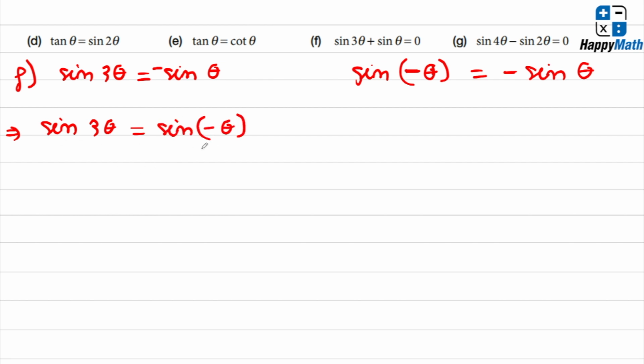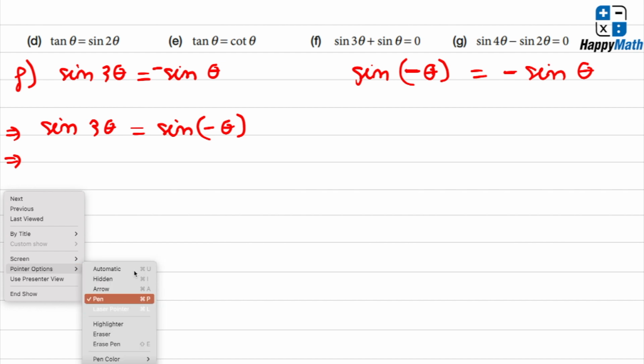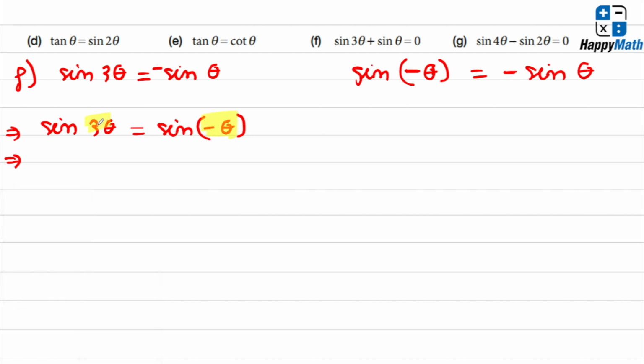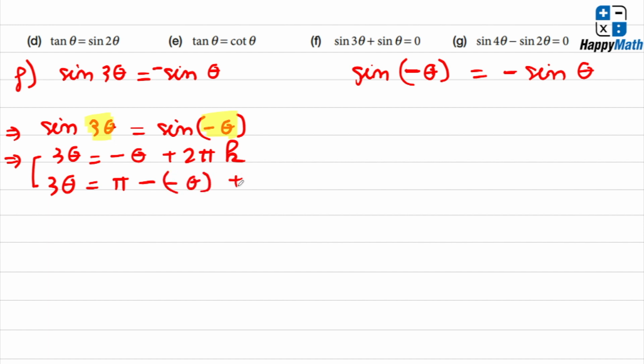And now this becomes the normal formula for the sine equation. You have two angles here. The right angle is this one and the left angle is this one. So 3 theta will be equal to negative theta plus 2 pi k by this formula. And the next one, you have pi minus theta plus 2 pi k like this one. And then I got formula 1 and formula 2.